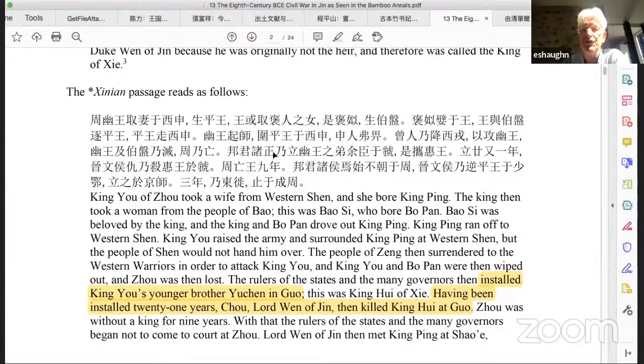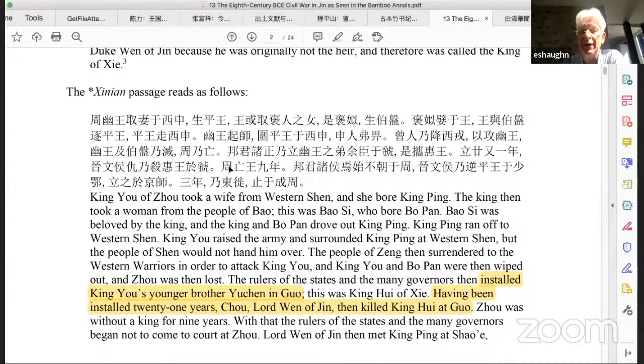is that Bang Zhun Ju Zheng Nai Li You Wang Zhi Di Yu Chen Yu Guo Shi Xie Hui Wang. Okay, so they established this Yu Chen at Guo, and this was Xie Hui Wang, and he reigned for 21 years. 历年有一年21年，今文后抽乃下回王于国。Okay, so that 21 years, we're going to come back to talk about this.